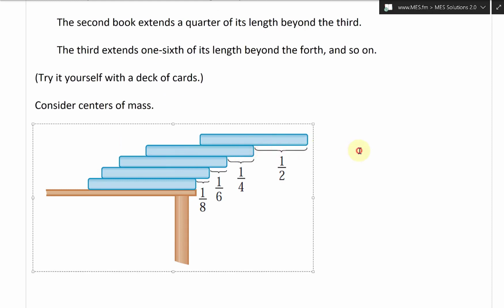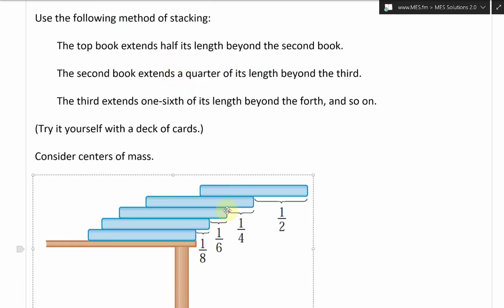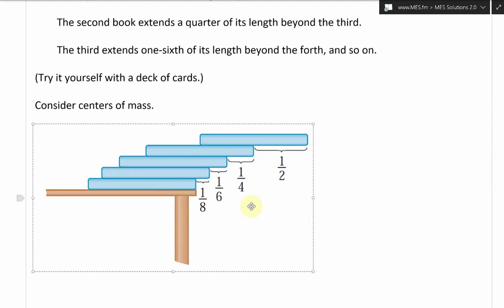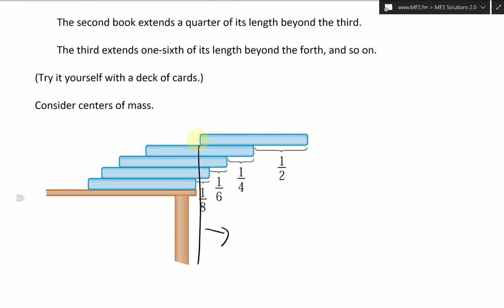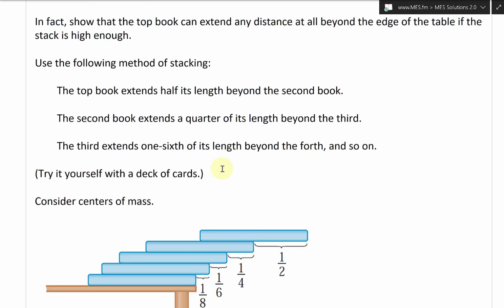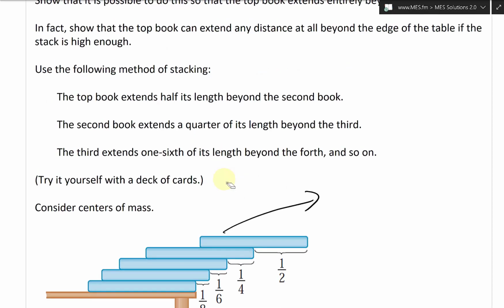So here is our setup right here. Here's the top book. It's half distance. The next one, it's a quarter, the second one's a quarter from the next one. And the third is 1/6, and so on. Then it goes to 1/8. And in this case, there's 5 books, and it stops over at the edge here. So it's quite fascinating. This entire thing is over the edge there, and it's still balancing. So theoretically, this can extend forever, or it would be a bit higher though, like a log curve.